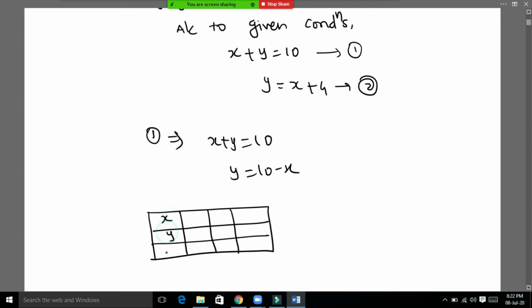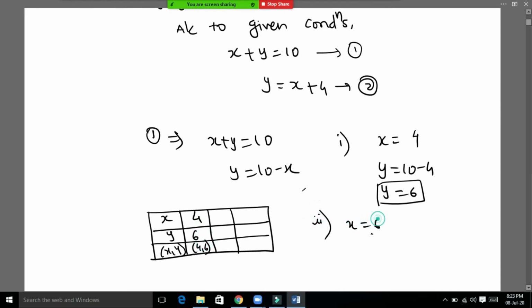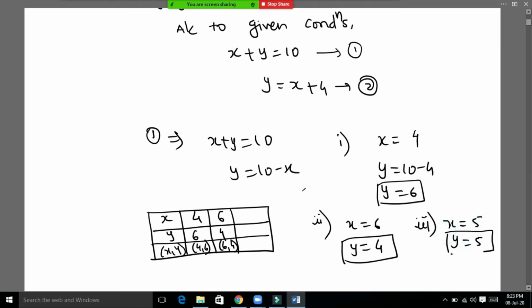So x, y, x comma y. Now for this equation, we substitute x is equal to 4. So we get y is equal to 10 minus 4, that is y is equal to 6. So x is equal to 4, then y is equal to 6. 4 comma 6 is our first coordinate. Second, when x is equal to 6, y is equal to 10 minus 6 is 4. So second is 6 comma 4. For third, we take x is equal to 5, so y is equal to 10 minus 5 is 5. This is our third coordinate.